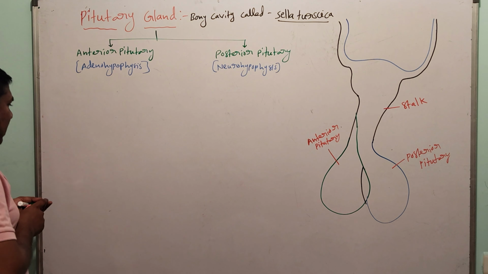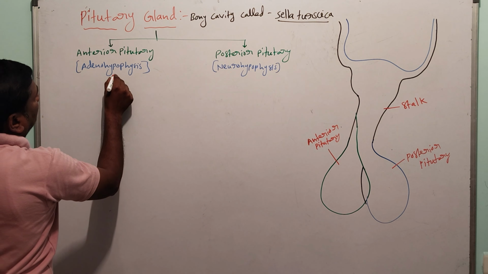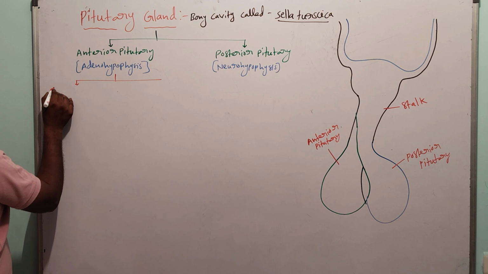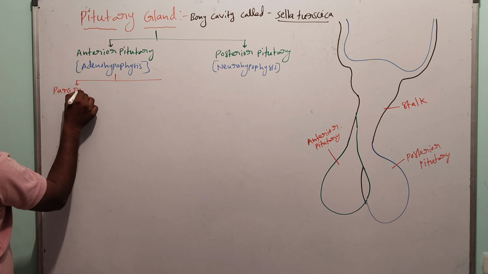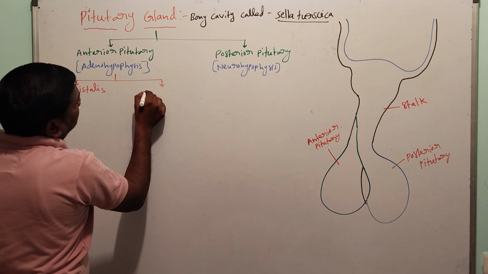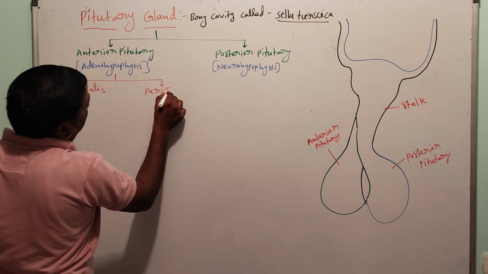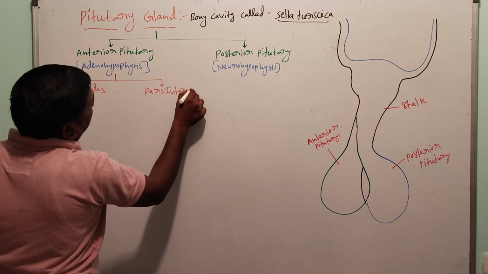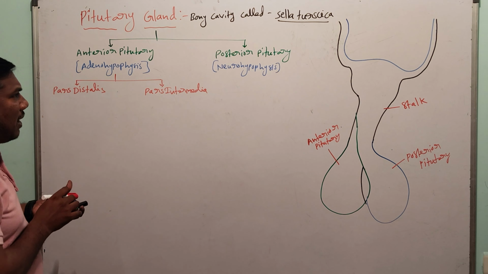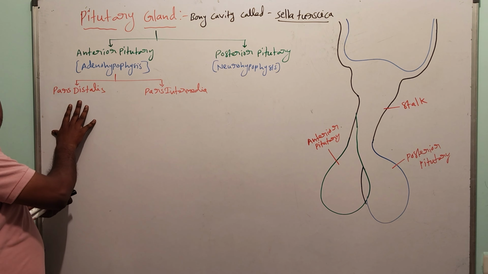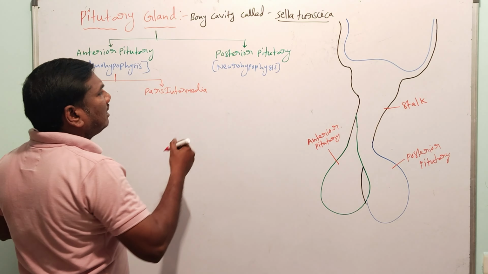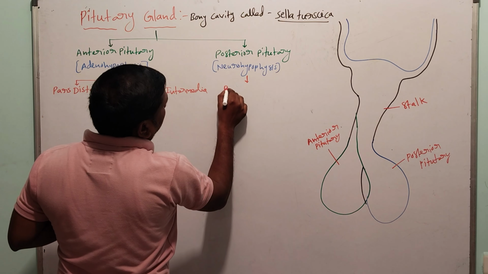Next one, the anterior pituitary contains two lobes. One is the pars distalis. Another one is the pars intermedia. The pars intermedia is merged in the pars distalis. The posterior pituitary is also called pars nervosa.